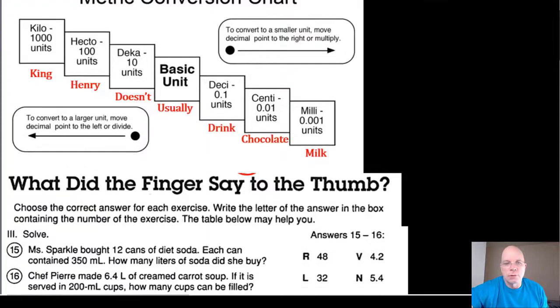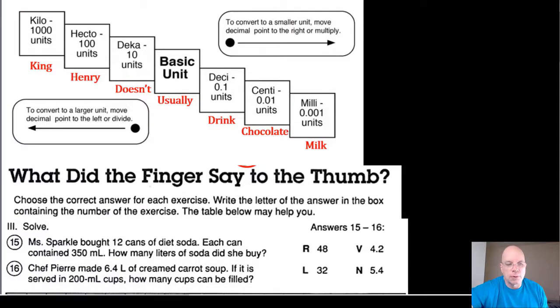I'm going to do the two word problems with you, problem 15 and 16. Problem number 15 says Ms. Sparkle bought 12 cans of diet soda. Each can contained 350 milliliters. How many liters of soda did she buy? So the volume of the cans, the capacity of the cans are given in milliliters, and we'll need to convert to liters. We'll do that at the end.